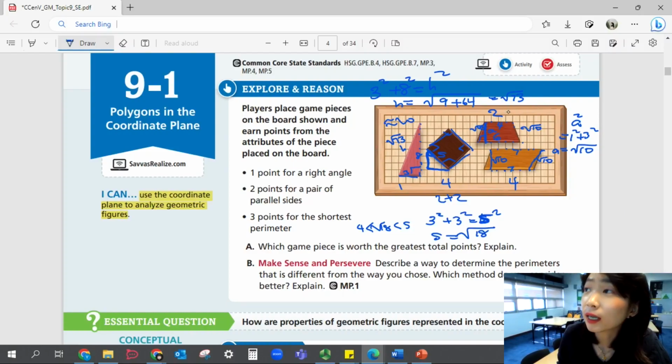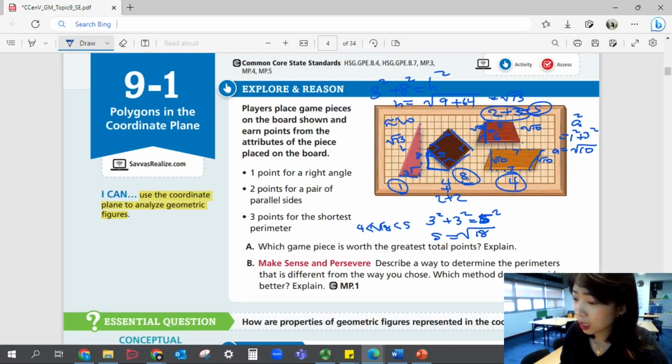So the trapezoid gets 3 points. So trapezoid has 5 points, and then the triangle just has 1 point. The square has 4 plus 2 plus 2, that's 8 points. And then trapezoid is 5. And then the parallelogram will have 4 points, right? So compare 1 point by 8 points, by 5 points, by 4 points, and you'll see that the winner is easily the square. So let's record that and write that down in part A.